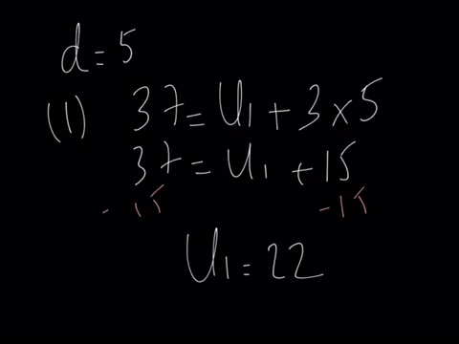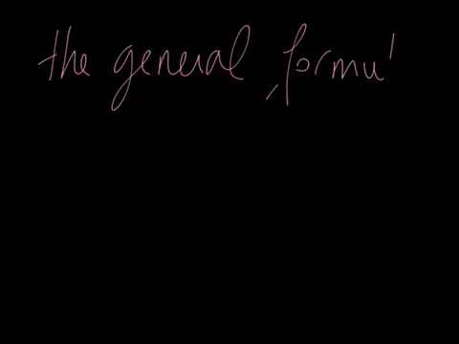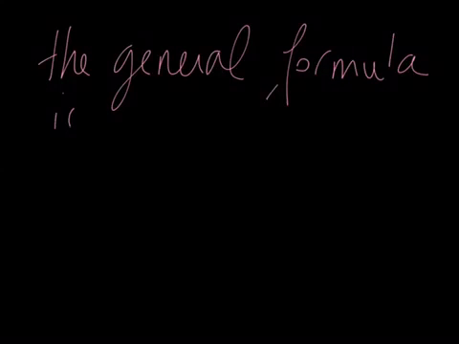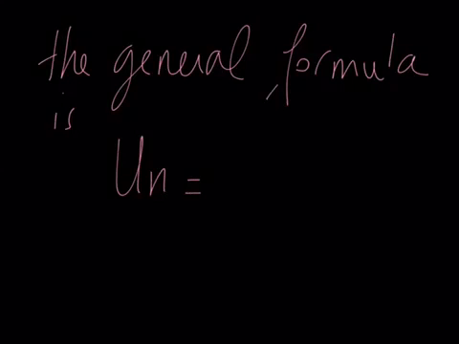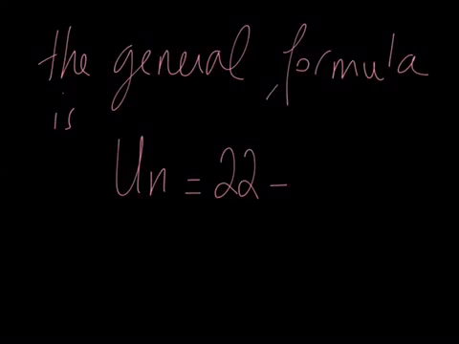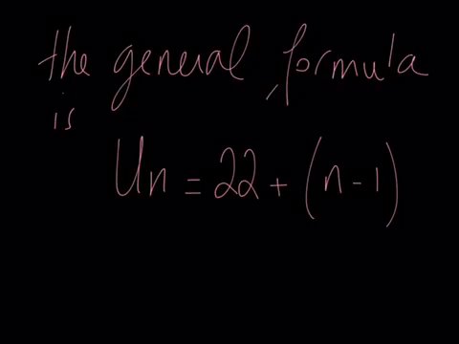Right? I think so. Yeah, that's right. Perfect. So I have my first term and I have my common difference. All I need to do now is to write the general formula, and the sentence in English is always welcome. So the general formula is Un equals, so U1 is 22 plus n minus 1 times 5. Okay?